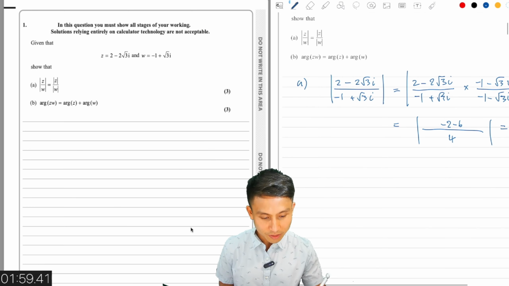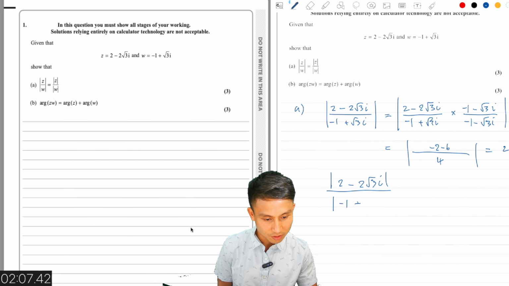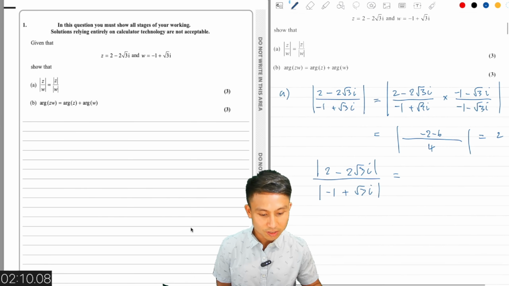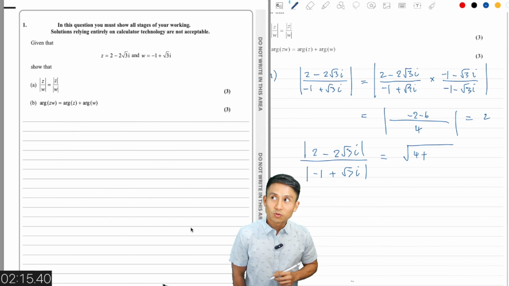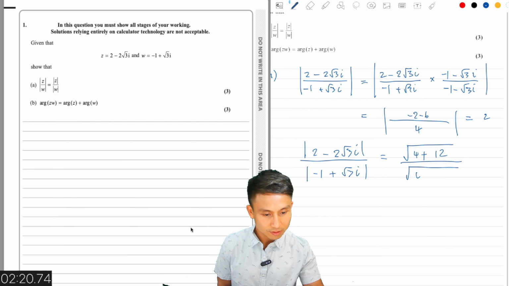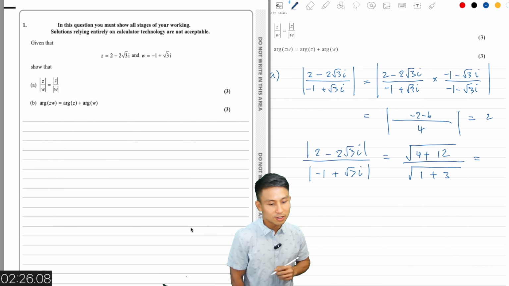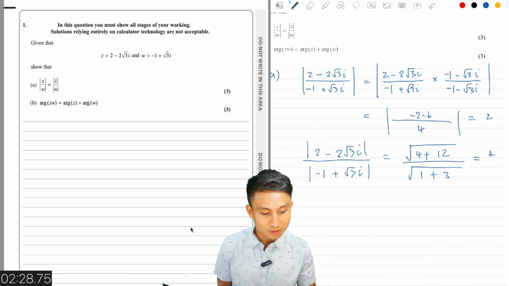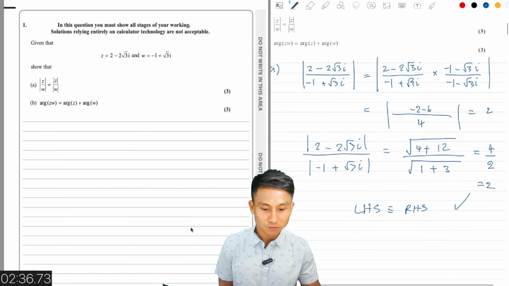And then the other one would be the modulus of z, which is 2 minus 2 root 3i, divided by the modulus of w, which is minus 1 plus root 3i. Well, we need to do them separately now, so I'm just going to do Pythagoras. That would be 4 plus 2 root 3 squared, which is 12, so that's the square root of 12 plus 4, divided by the square root of 1 plus, what's that again? Root 3, okay, 3. So that would be the square root of 16, which is 4, over the square root of 4, which is 2. So that's 2. So left hand side equals right hand side as required.